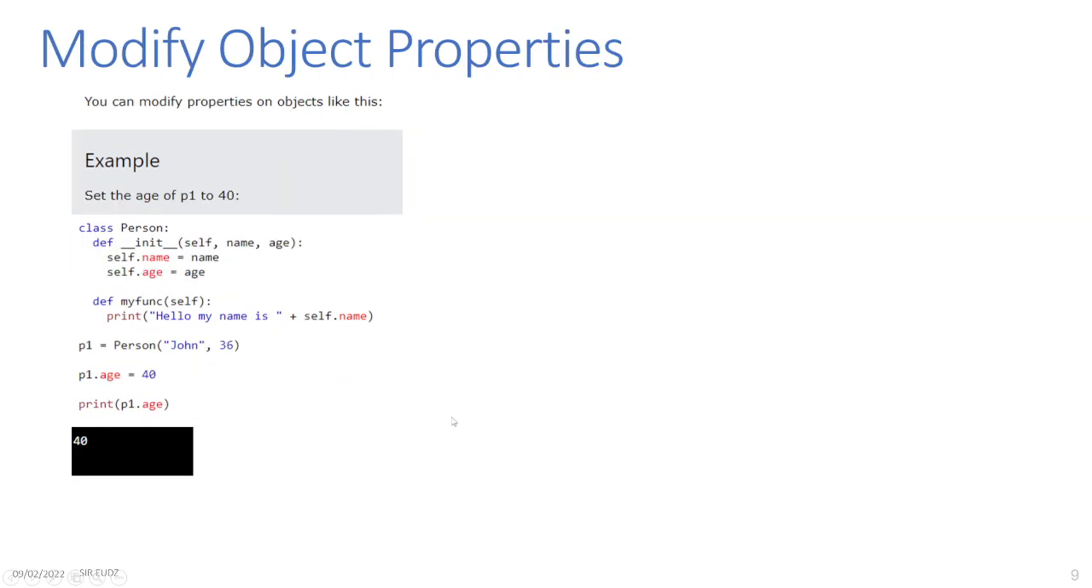How do we modify object properties? You can modify object properties on objects like this. For example, we have here class person. Define init self, name, age. We have self.name, that is a property, and self.age is equal to age. Again, we have the function to print. And then here we have p1 person John 36. John is the value for name and 36 is the value for age. But we have here p1.age is equal to 40. That means we're changing the value of the property. So if you print p1.age, this will print 40.